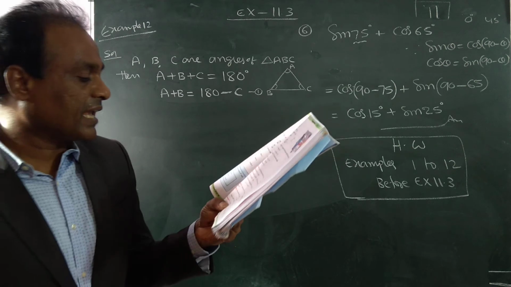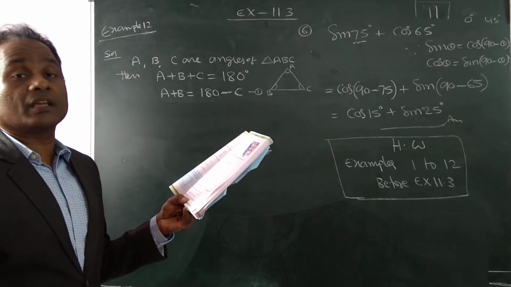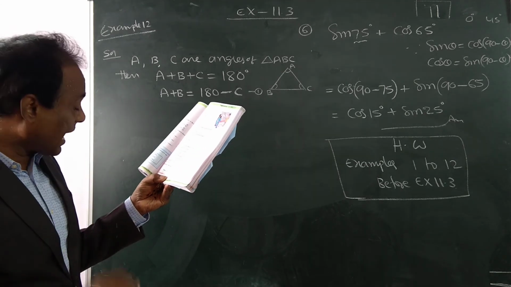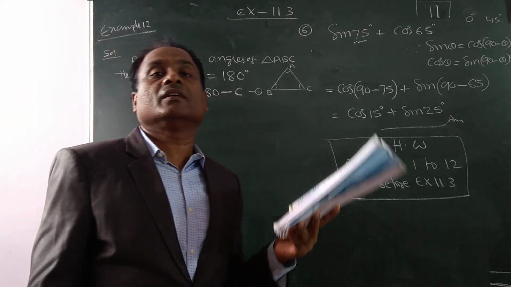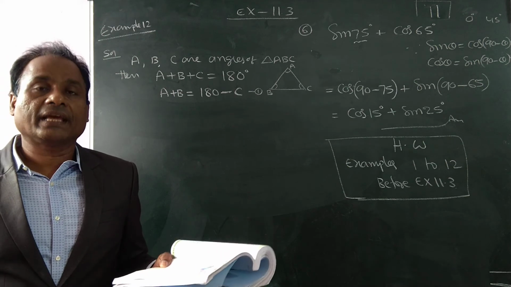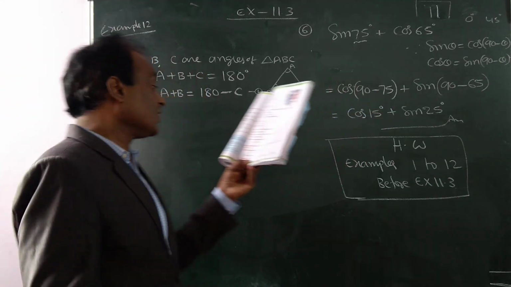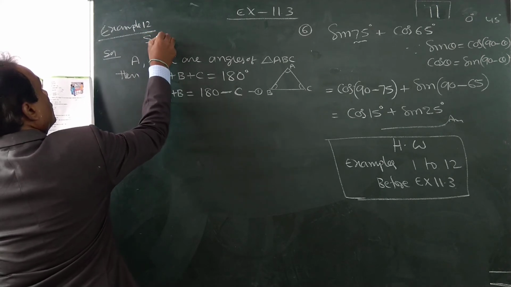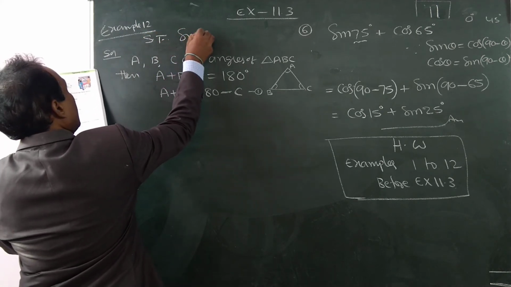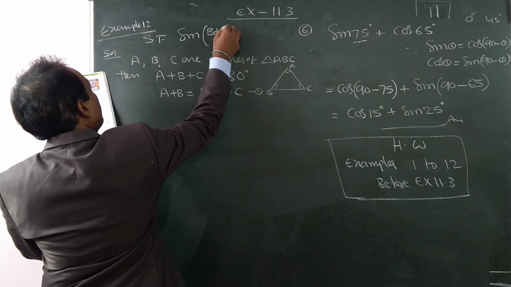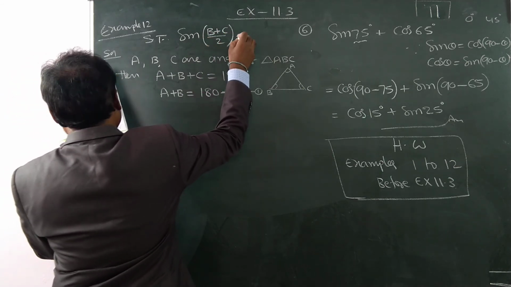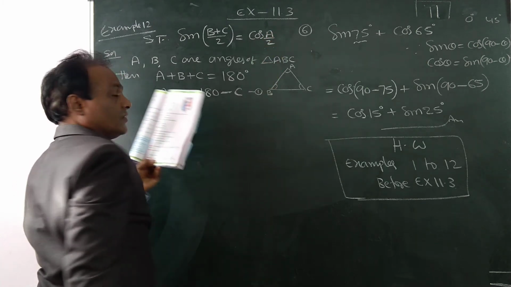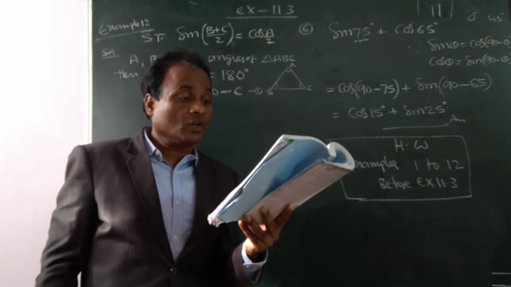Capital A, capital B and capital C are the angles of triangle ABC. Then show that sine of (B plus C) by 2 is equal to cos A by 2.